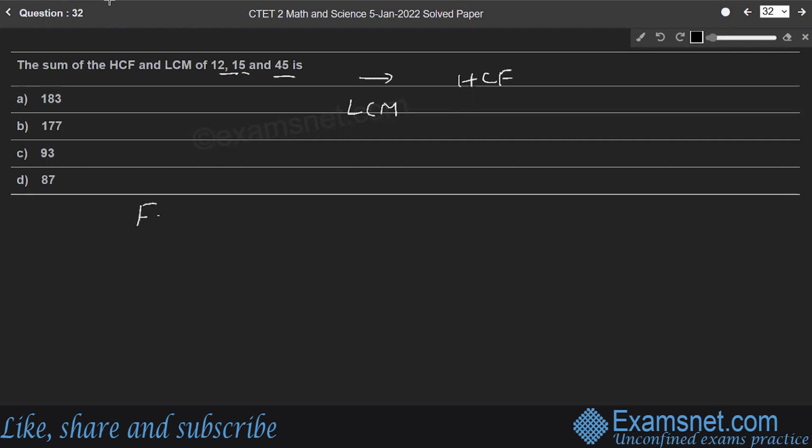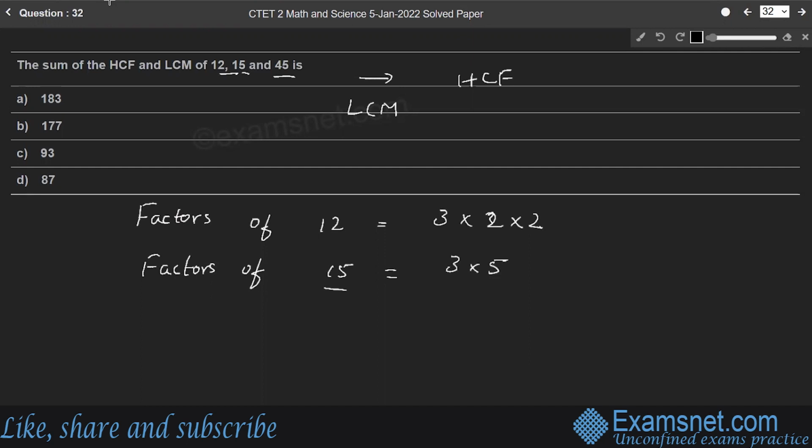So the factors of 12 are 3 into 2 into 2. Whereas the factors of 15 are 3 into 5. Since 15 is an odd number, 2 cannot be a factor of 15. So the factors of 45 are 3 into 3 into 5.